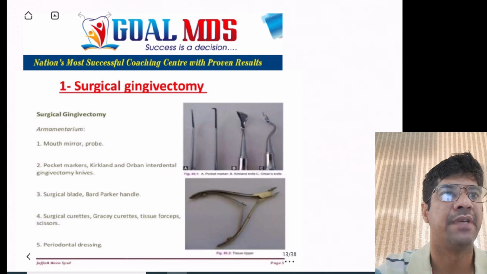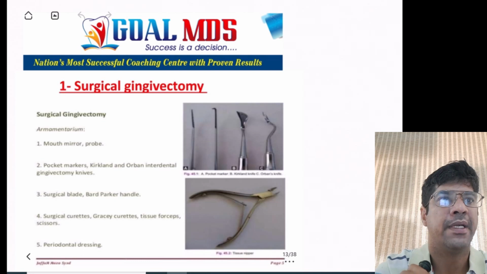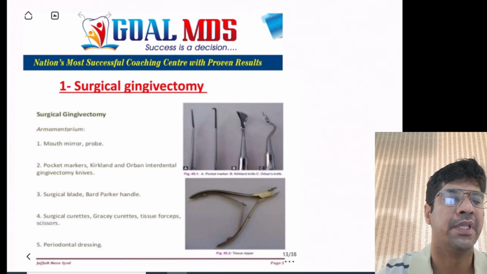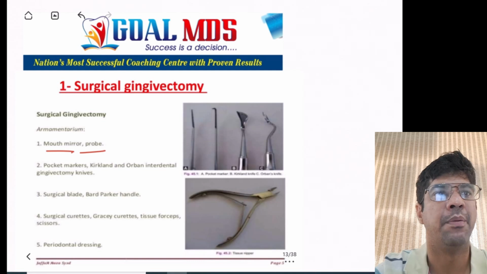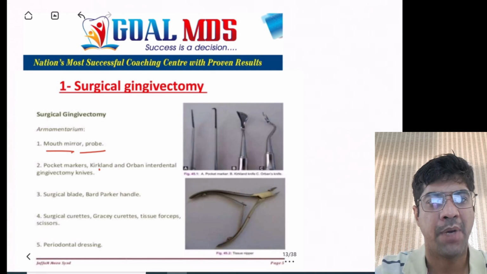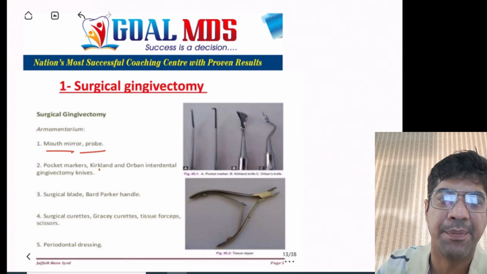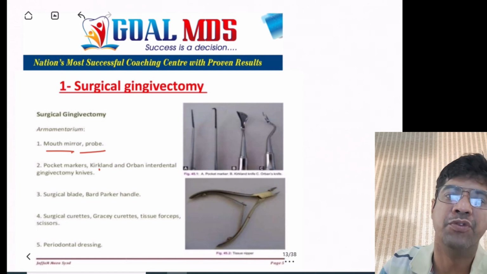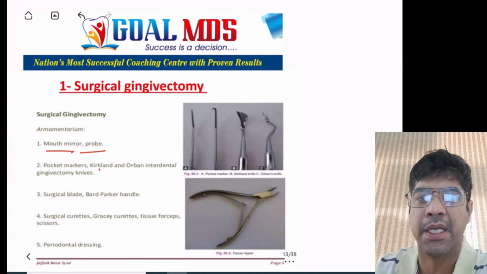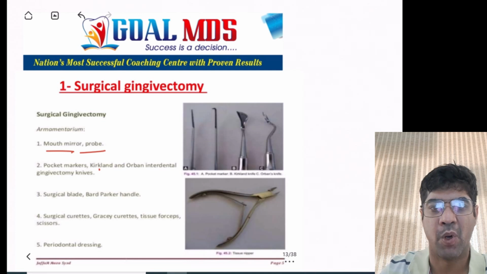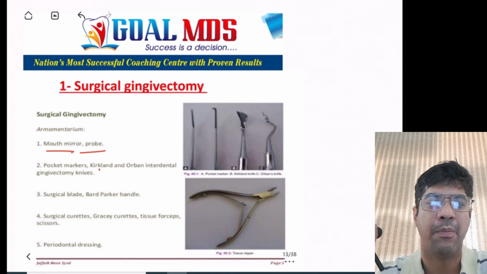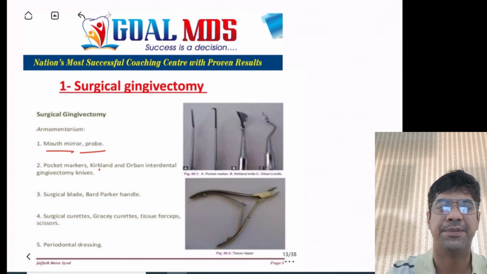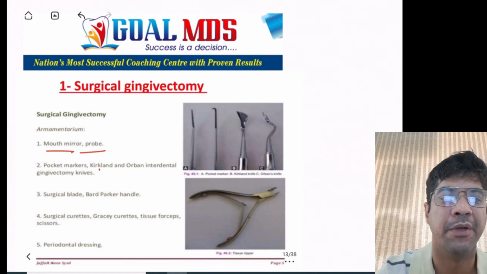The first is the surgical gingivectomy, that is done with the help of surgery. The armamentarium required for the surgical gingivectomy is mouth mirror, probes, and pocket markers. An example of a pocket marker is the Kaplan pocket marking forceps. They are used in periodontal procedures like gingivectomy to mark the depth of the pocket on the surface of the tooth, allowing the dentist to assess the depth of the periodontal pocket. This information helps the dentist to plan the extent of gum tissue removal during the procedure.